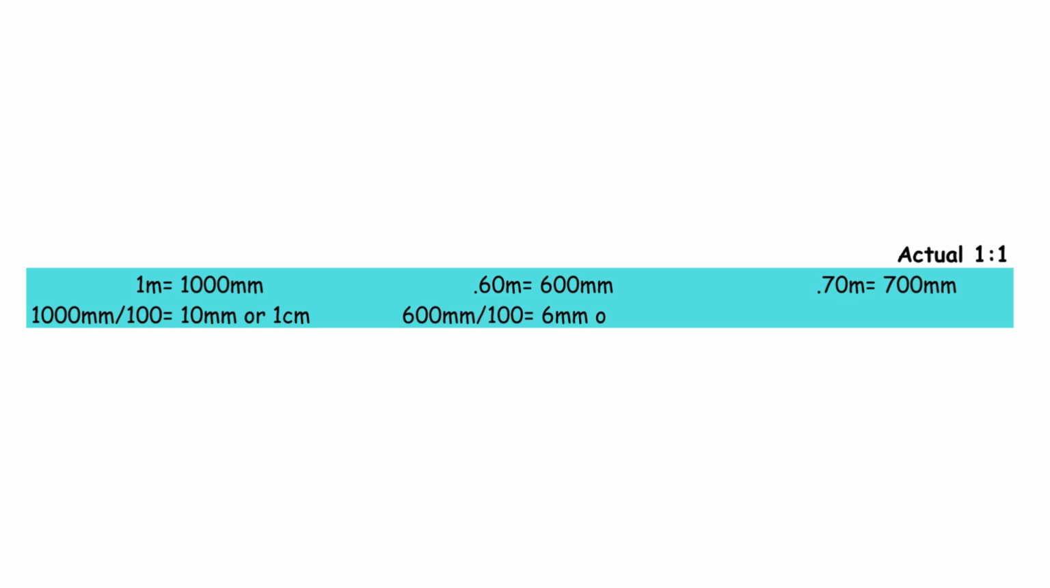In an example of actual, or 1:1, 1 meter is equal to 1000 millimeters. 0.60 meter is equal to 600 millimeters. 0.70 meter is equal to 700 millimeters. In scale 1:100, 1000 millimeters divided by 100 is equal to 10 millimeters or 1 centimeter. 600 millimeters divided by 100 is equal to 6 millimeters or 0.6 cm. 700 millimeters divided by 100 is equal to 7 millimeters or 0.7 cm.